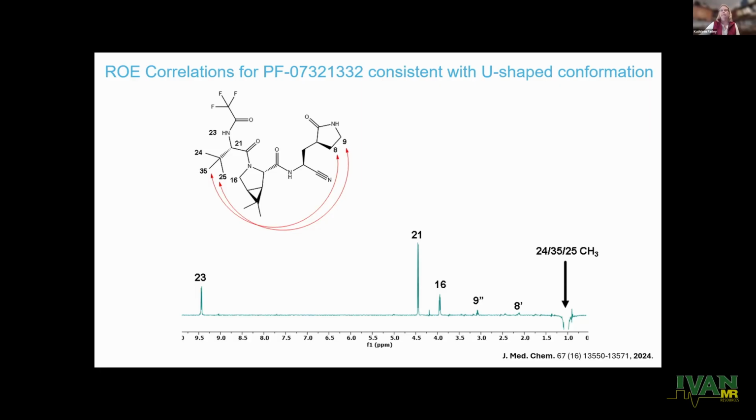Did our molecule have this U-shaped conformation that we soon learned was essential for activity? Because many of the modifications that the chemists suggest did not have that conformation. And collecting a 1D ROE like this was a pretty quick way to say active or not active.